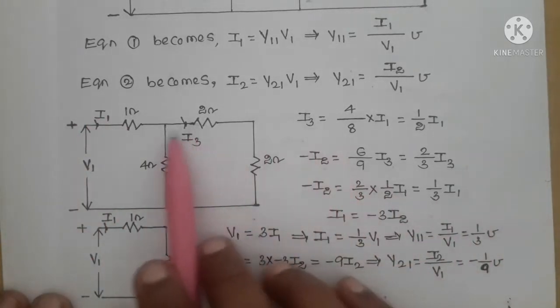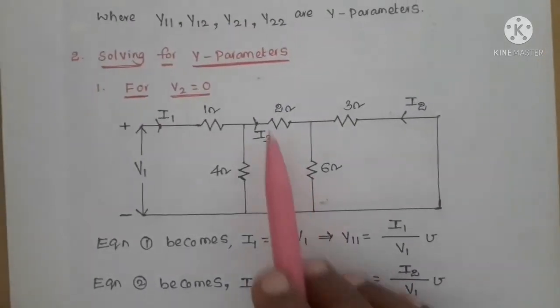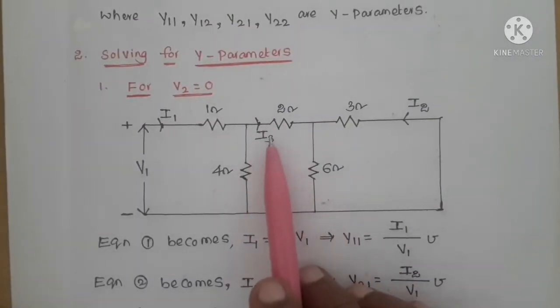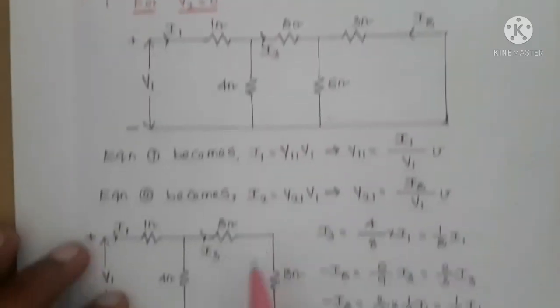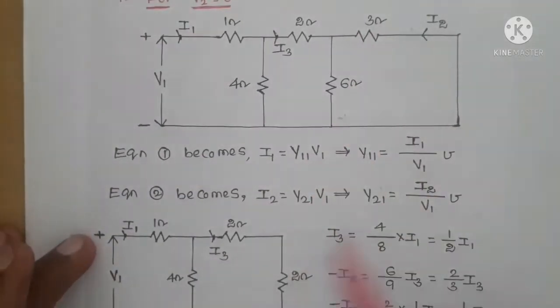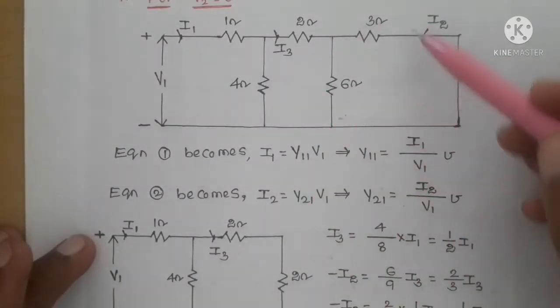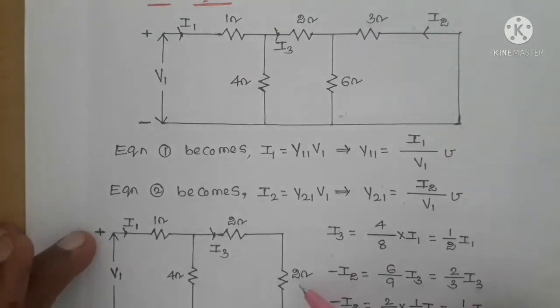So I am taking one more variable, I3, the current in this branch. The current in this branch is equal to the current in this branch, both are the same. So this circuit and this circuit are one and the same, if we replace the 6 and 3 connected in parallel with the 2 ohms.